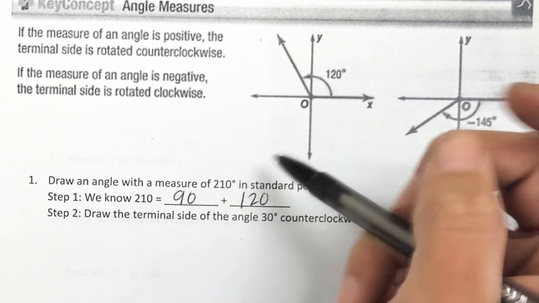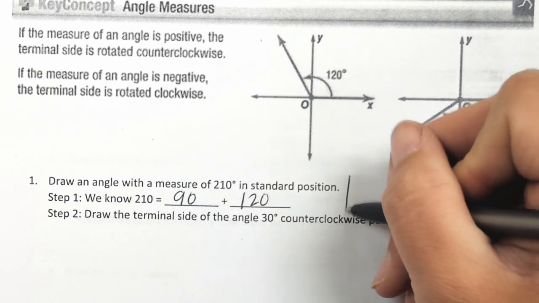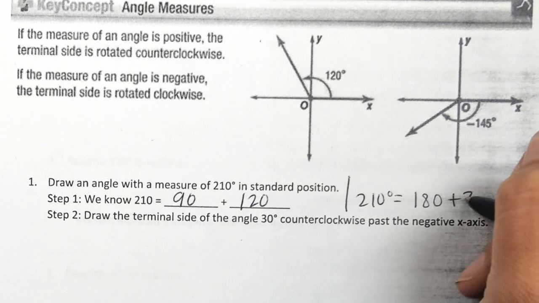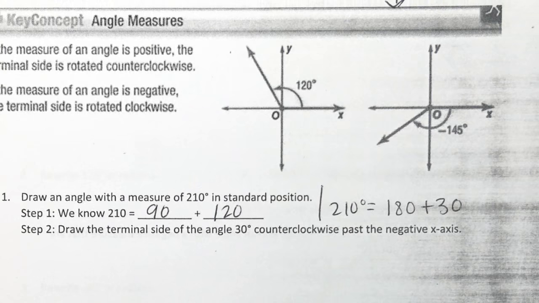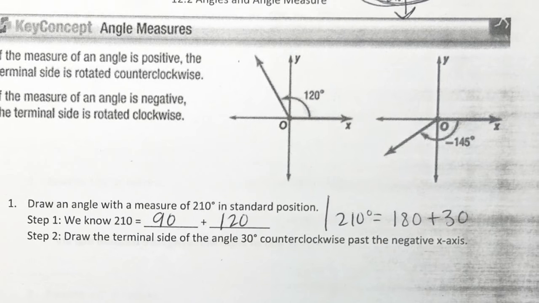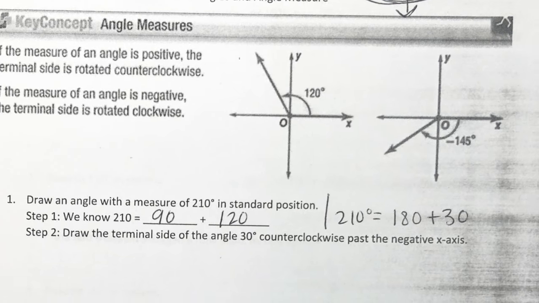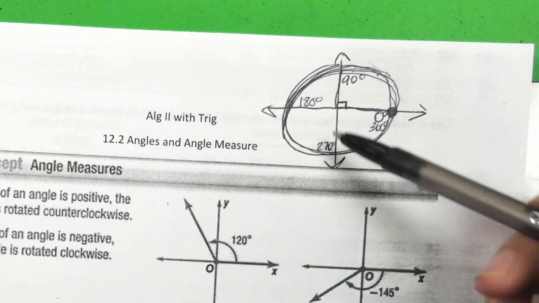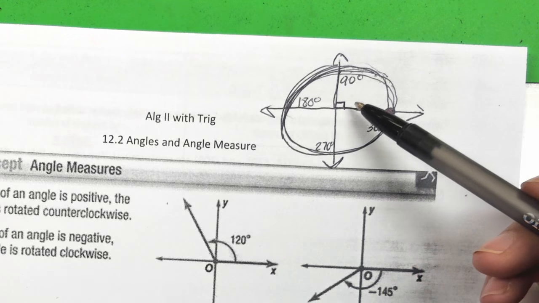And let's try 180 now. What's 210 minus 180? Okay. Maybe I should have given out a unit circle first. Alright, let's use 180 and 30. You could use either one. We know 180 is right here, correct? Any idea where 30 would be?